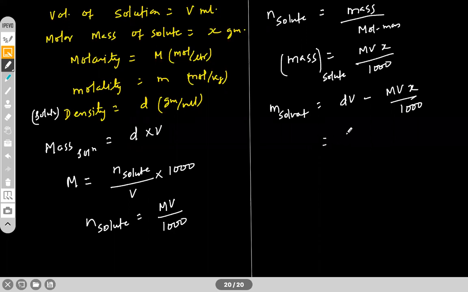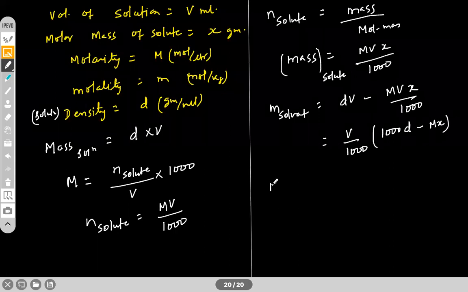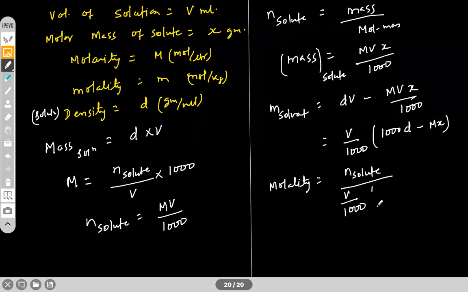Now you just need to simplify this. V by 1000, if you take common in order to make it in a proper way, 1000 D minus MX, let it be. Now molality is equal to what? Number of moles of solute, okay? So n of solute divided by mass of solvent, which is V by 1000 into 1000 D minus MX, into 1000, because the mass is given in gram, okay?